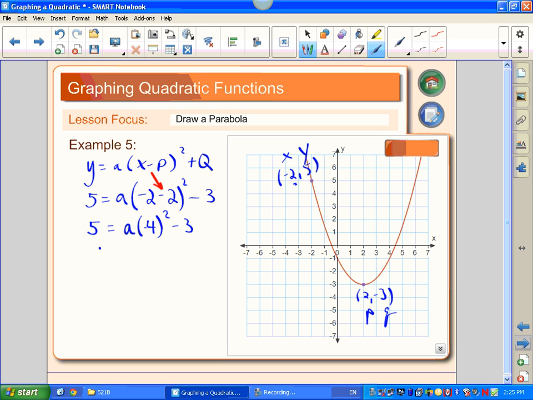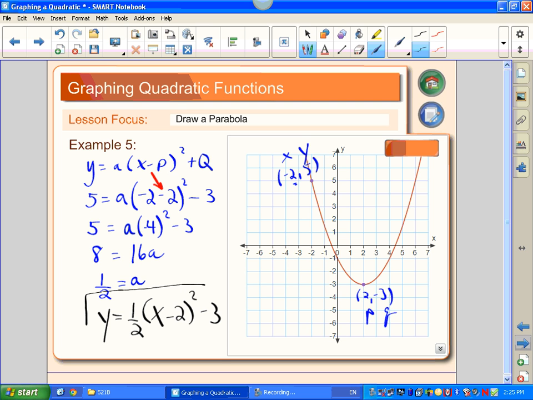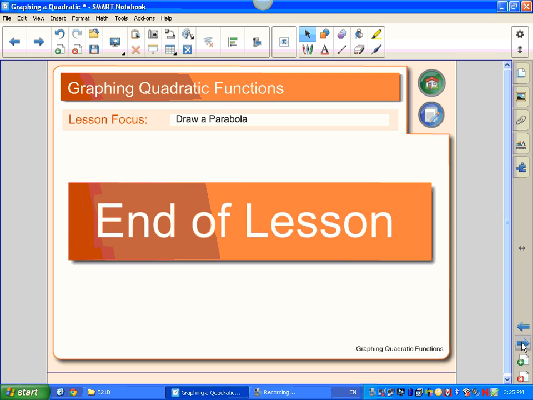Adding 3 to both sides gives me 8 is equal to 16a. Dividing both sides by 16, a is 1/2. Our equation for this parabola is y is equal to 1/2 times (x minus 2) squared minus 3. Opens up a little bit wider, and that's the equation. That's the end of our lesson on graphing quadratics.